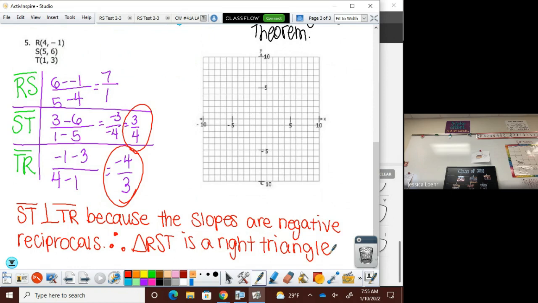So you have to say those two sides are perpendicular. And you don't ever have to write out the word perpendicular. You can just use the upside down T symbol. So ST is perpendicular to TR because the slopes are negative reciprocals. Therefore, the triangle is a right triangle.